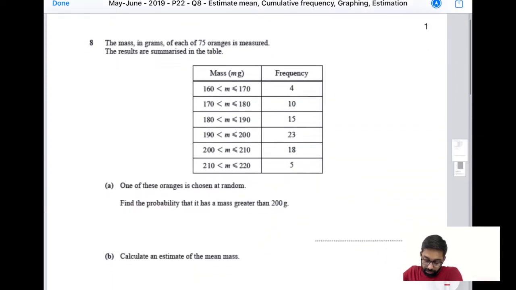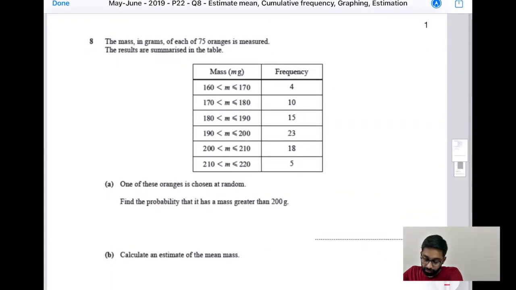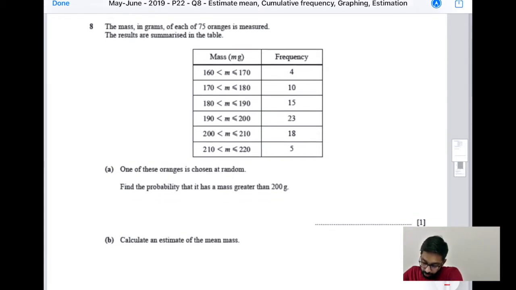So let's start. In front of us, the question says the mass in grams of each of 75 oranges is measured. The results are summarized in the table. One of these oranges is chosen at random. Find the probability that it has a mass greater than 200 grams.